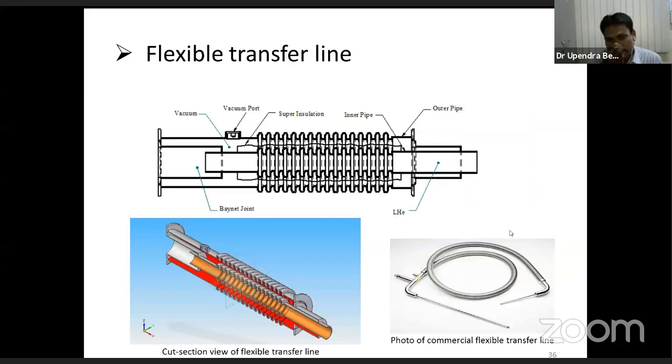And this was the cross section as well as the photo of a flexible transfer line. Here both the lines, inner as well as outer, are flexible bellows, so that for better maneuverability, where there is a space constraint, this type of flexible transfer line is very useful. And this is the cross section view, and this is the photo of a commercial flexible transfer line. Okay.